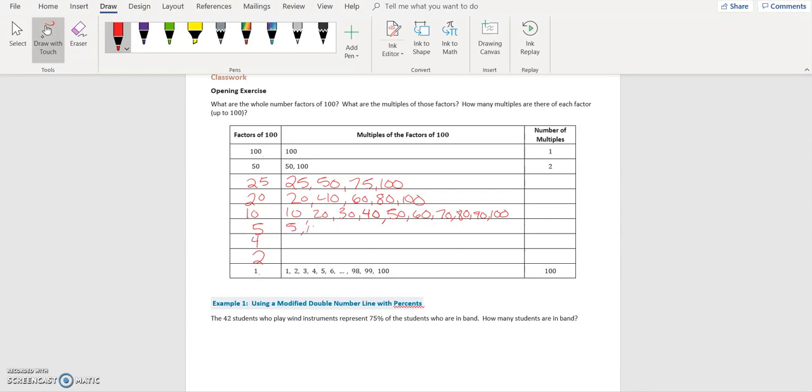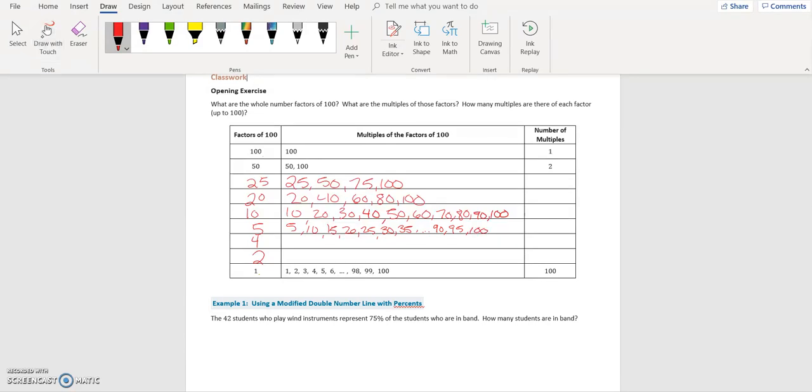5s. 5, 10, 15, 20, 25, 30, 35. Let's skip a little bit. It's 90, 95, 100. You get the idea.